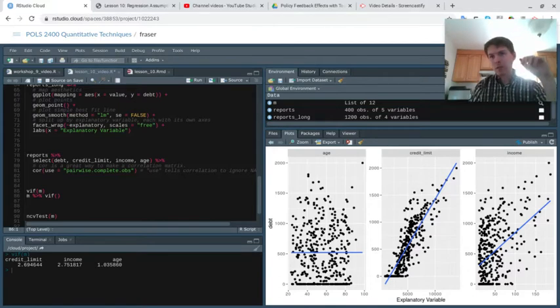VIF gives you a series of numbers. Each number is paired with a predictor. This is the variance inflation factor for credit limit. This is the variance inflation factor for income, and this is the variance inflation factor for age. They're really useful because they exist on a scale from 0 to infinity.